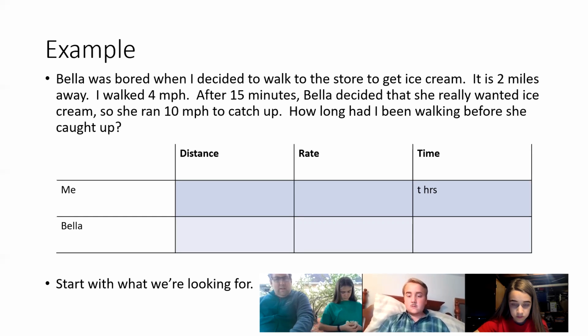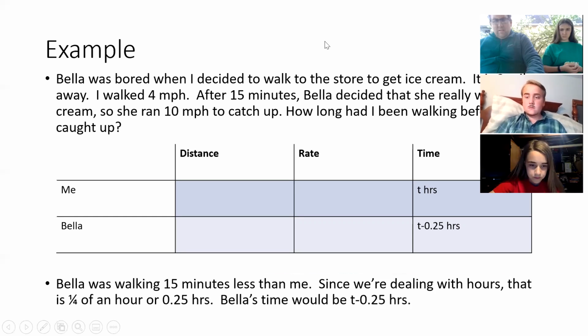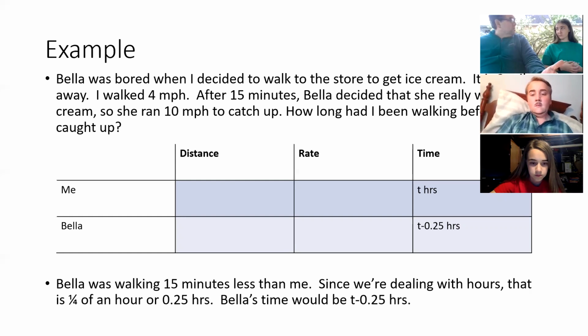So the first one, how long had I been walking before she caught up? T. Okay. Then how long is Bella? Well, Bella's walking is 15 minutes less than mine, right? Because she started 15 minutes later than I did. Got it? Now we're talking about miles per hour, so we have to talk about hours. 15 minutes is 1/4 of an hour or 0.25 hours.